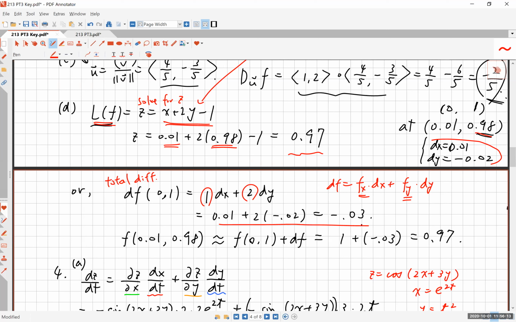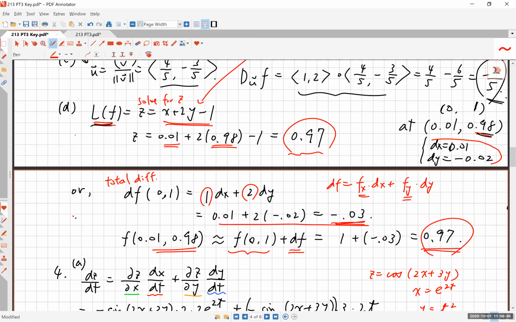And then you calculate these dx and dy, you plug in these things in here, and that is the total differential, which approximates the real difference in the value of the function at 0, 1 and at 0.01 comma 0.98. So this is approximately equal to the value of the function at the base point, 0, 1, plus this total differential, which turns out to be negative 0.03 in this situation. And so you also get the same answer as the first time. You can do either of these methods if you are asked about a linear approximation.